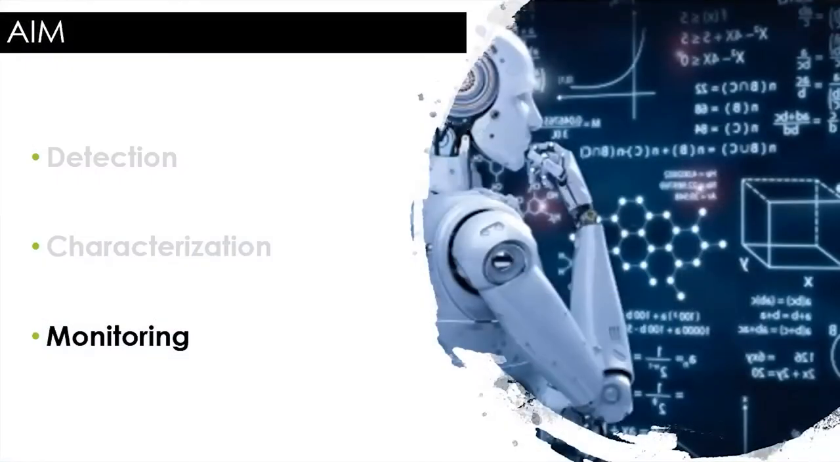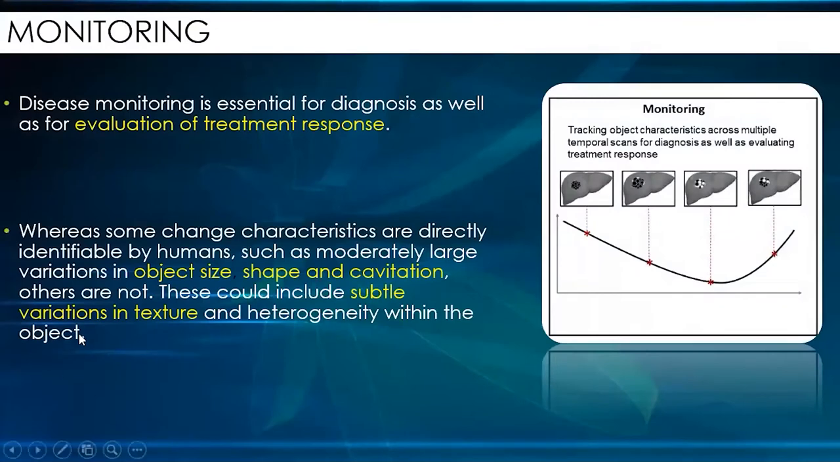Now let's move to the monitoring of the disease. Disease monitoring obviously is essential for the evaluation of treatment response. And in most cases, the radiologists are really able to recognize some specific characteristics of tumors, like the modification in size, modification of the shape, or development of cavitation. But we are not so able in recognizing other characteristics like the variation in texture or some other features of each lesion according to the different techniques.